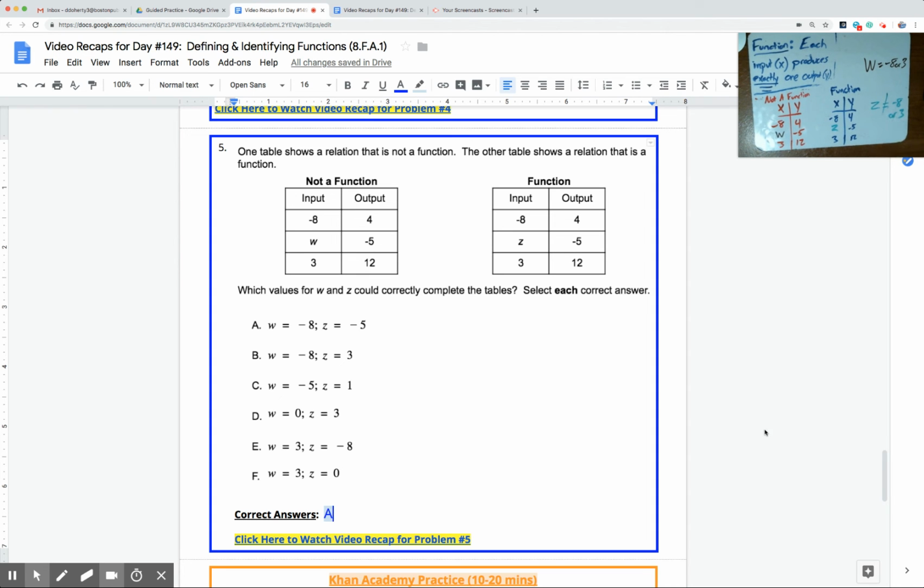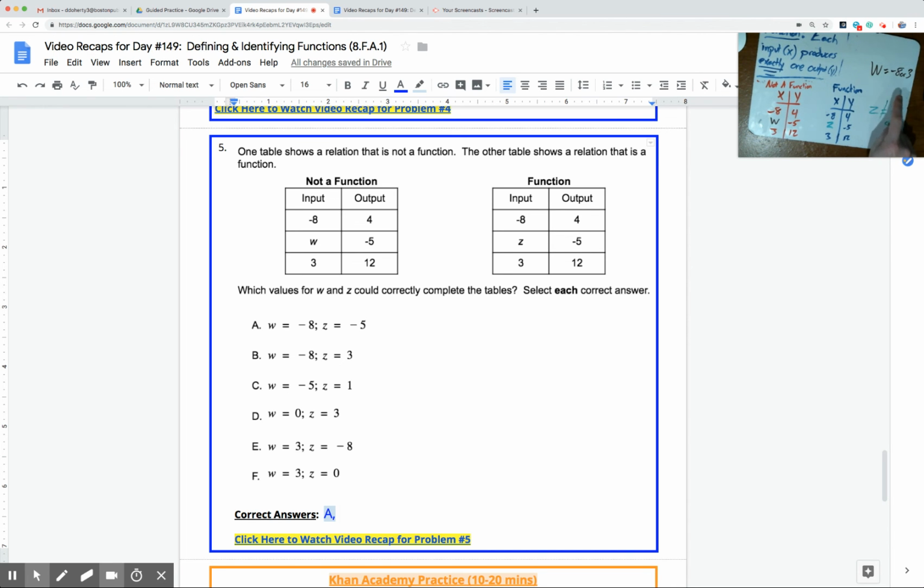Answer choice B says w could be -8. That's good. That works for us. It says z could be 3. That doesn't work for us. z can never equal 3, so B is a distractor. Answer choice C says w could be -5. That's a distractor. w has to be -8 or 3.